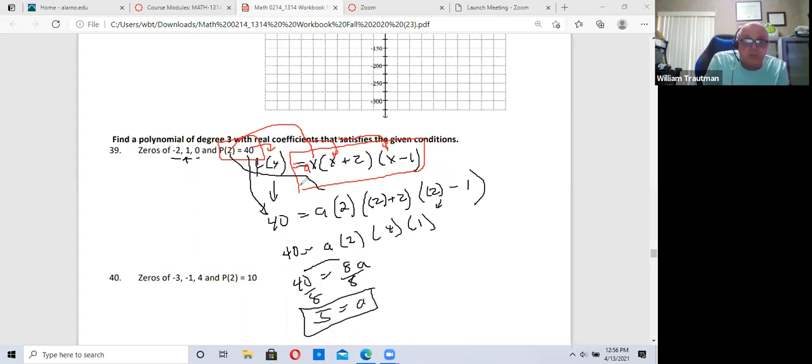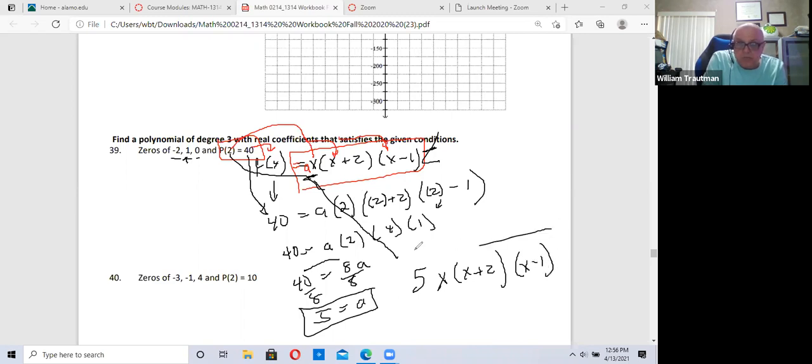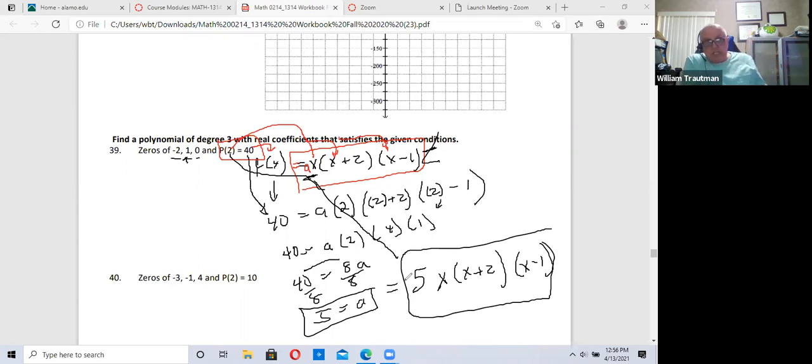So the answer, my polynomial, instead of A, I put a 5 in that spot. 5x, parentheses x plus 2, parentheses x minus 1. That's the answer. That's the function. You had to first find the x-intercepts, and they gave us all the zeros. 0 is an x-intercept, and then you had to put an A in front and find the A using x equals 2, y equals 40.